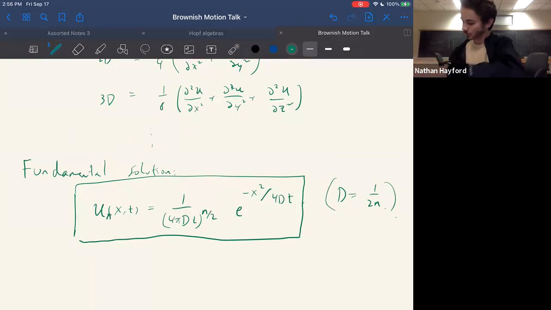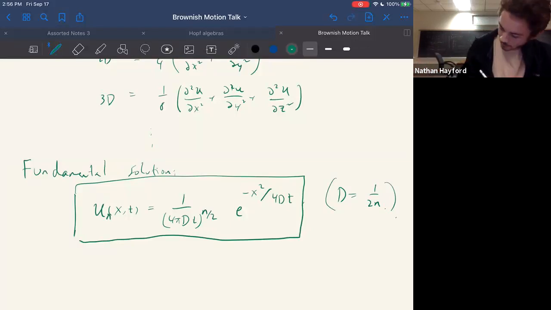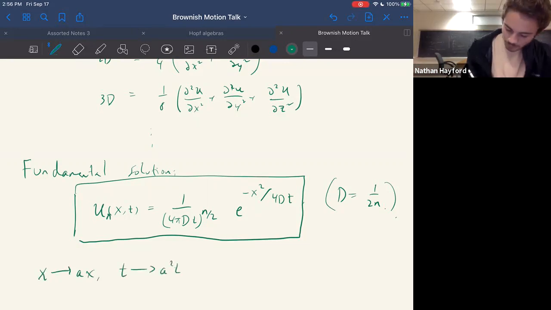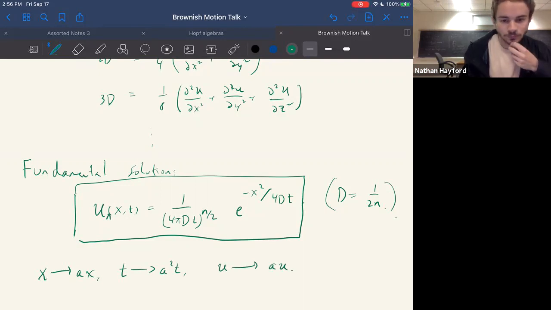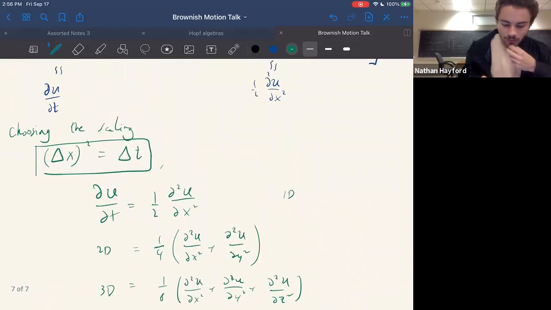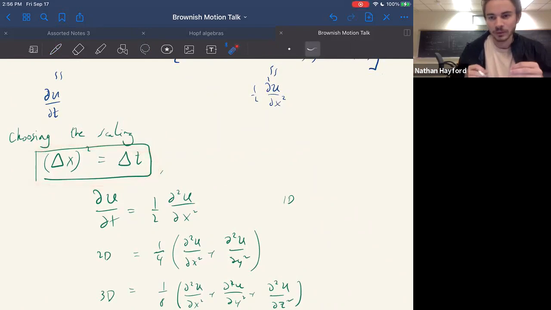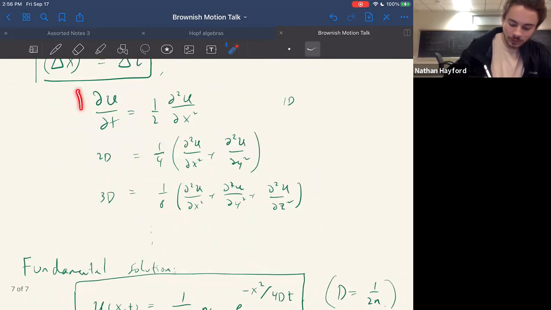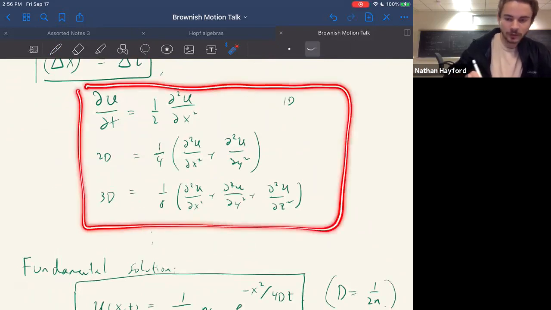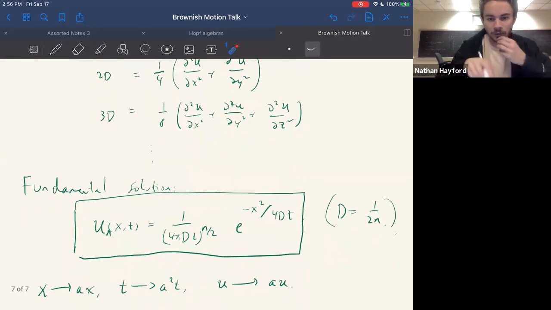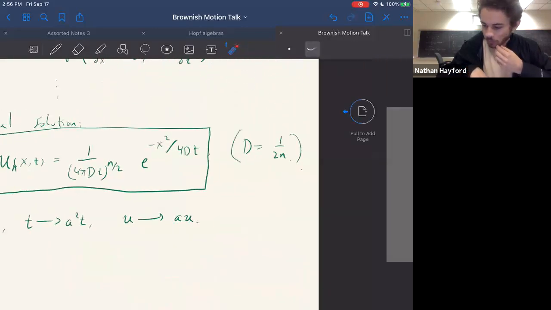Right, page 6 here. Notice that if I send x to ax, t to a squared t, and u to au, the solution remains invariant, doesn't change. So somehow it reflects this scaling behavior that we already initially expected, which we built into the problem to start with. But this is a deterministic equation, completely deterministic. We still want to describe somehow the stochastic version of this thing. And maybe that's what we'll end with today.